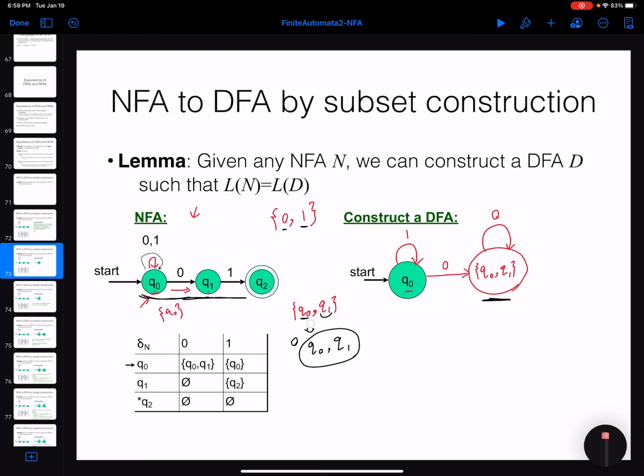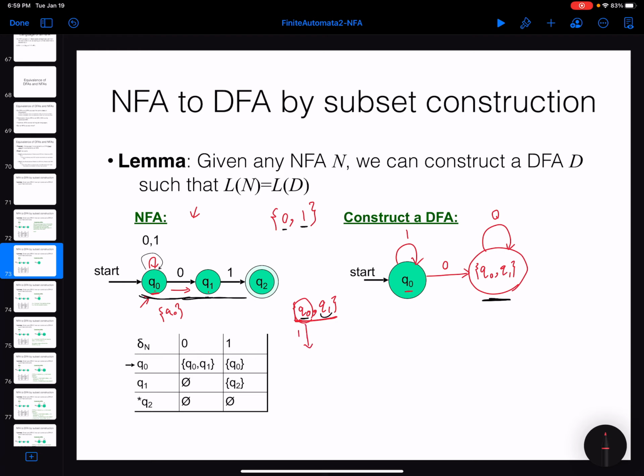Now let's see what would happen for the transition 1. If I am at this situation Q0, Q1, I want to see what would happen if I see a 1. So I will again do it one by one. What would happen if I am at Q0 and I see a 1?